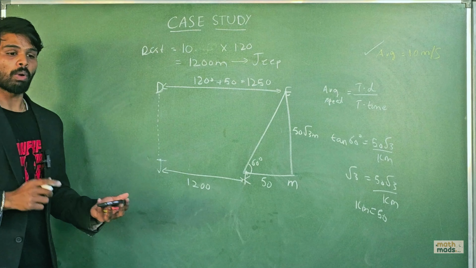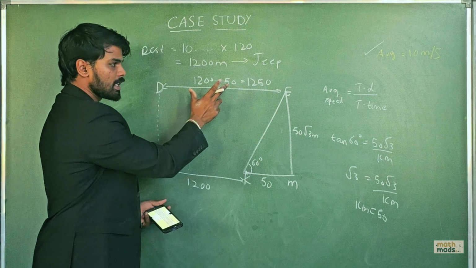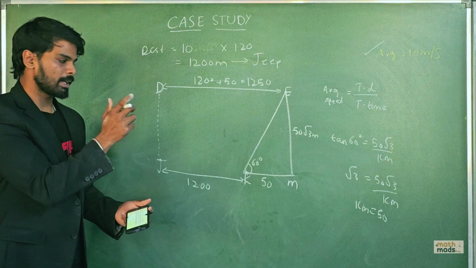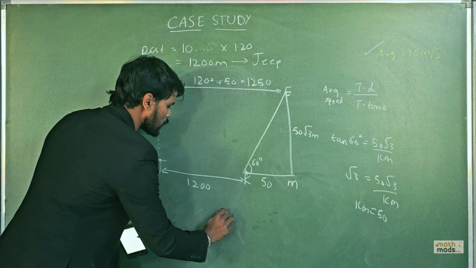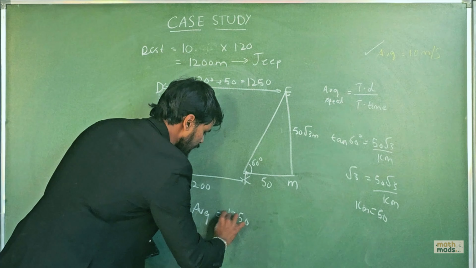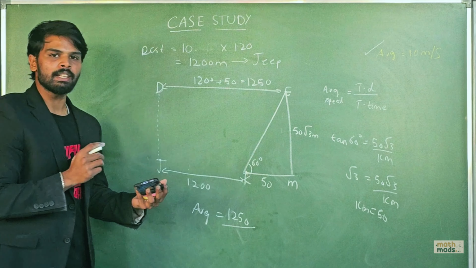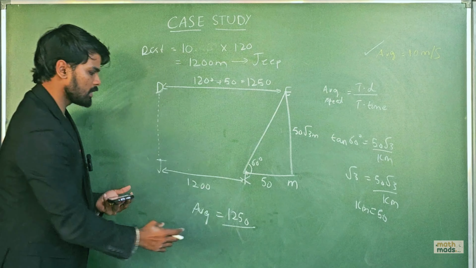1250. Now what is it that they have asked? Average speed. So we all know what is the total distance now. We all know what is the total time taken. Let us do that. So now the total distance is 1250. I'll just write average here. Average is equal to the total distance, 1250, by total time taken. Let me express it in seconds because this is in meters.